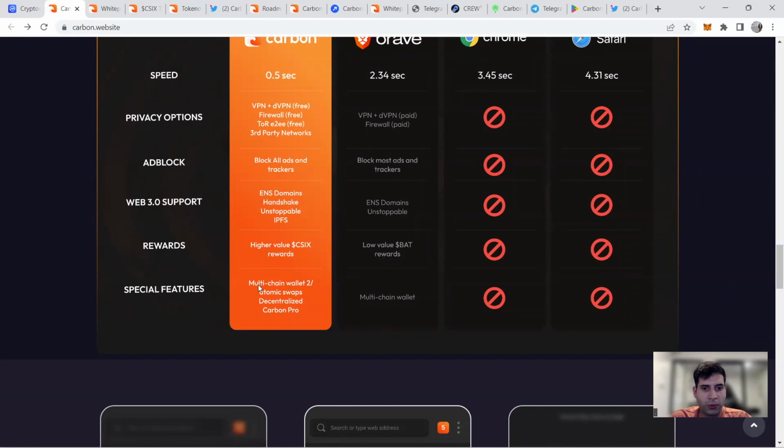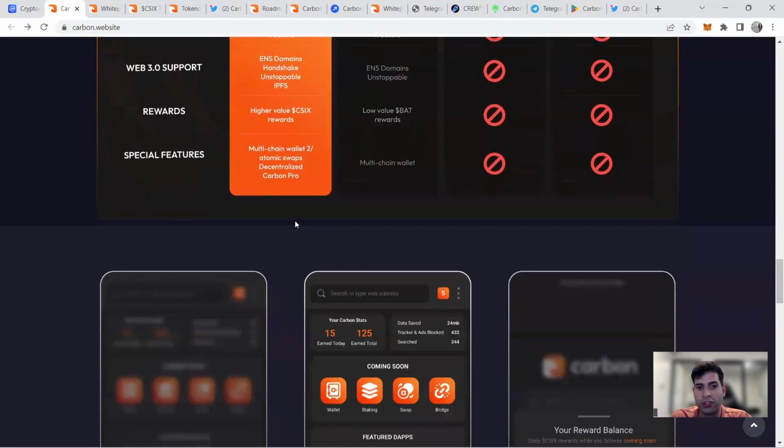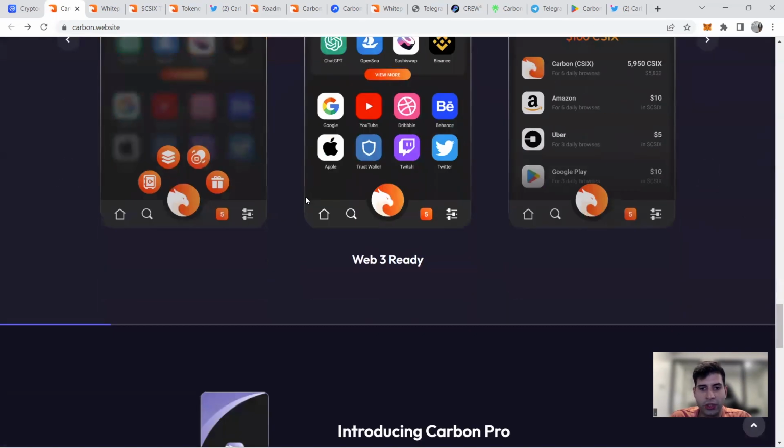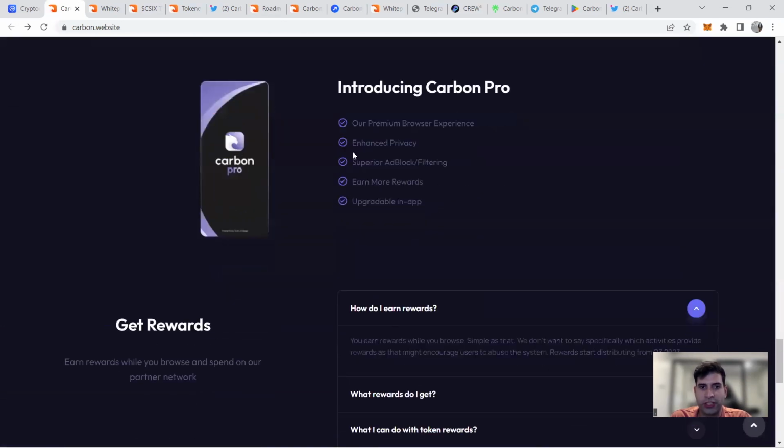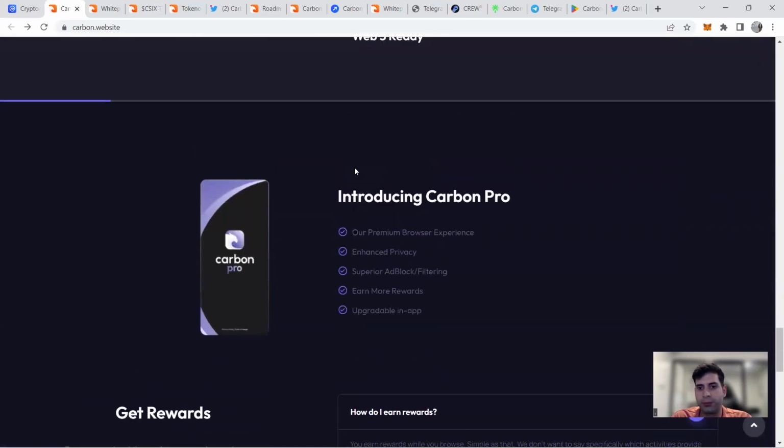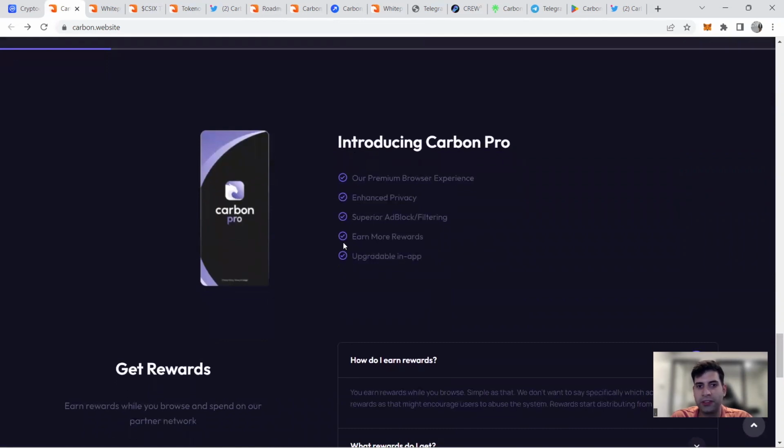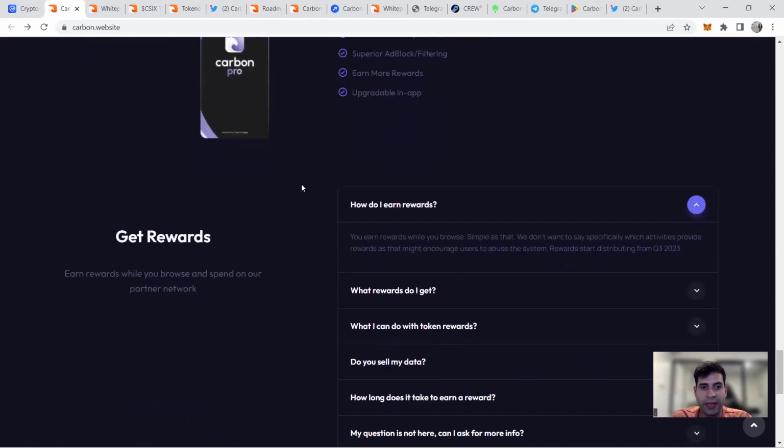It also has a multi-chain wallet, same as BAT, but it also has atomic swaps. So they're going to have swap capability and a decentralized Carbon Pro, which gives additional utility to use the token. Carbon Pro is basically a premium browser experience that has enhanced privacy, superior ad block features, helps you earn more rewards, and you can use it in the application.